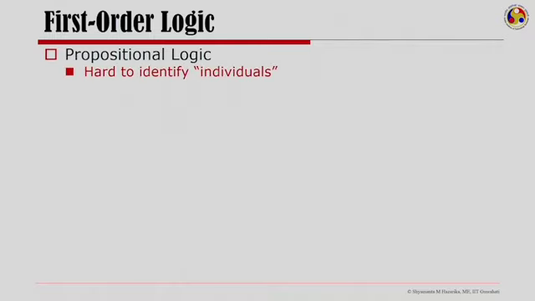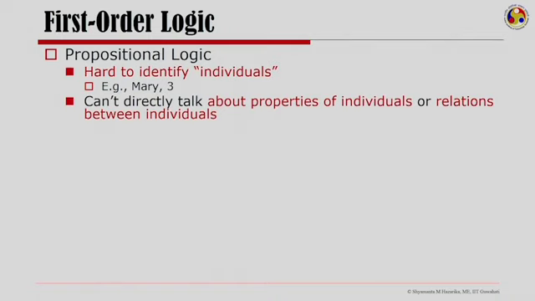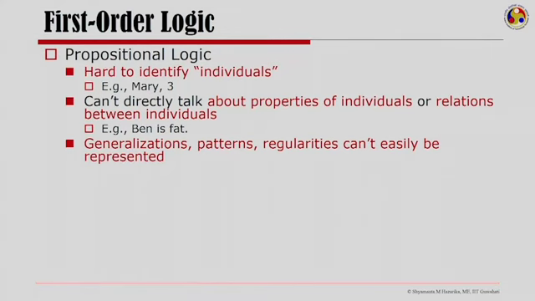It's hard to identify individuals, so we cannot talk of things like Mary or the number 3. We can't talk of properties of individuals directly or even relationships between them. Like, all I can say in propositional logic about Ben being fat is to have a proposition P to say Ben is fat. Generalization, patterns, regularities cannot easily be represented. It would be really difficult to write all triangles have 3 sides in propositional logic.